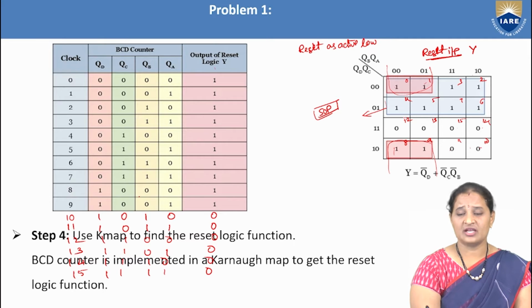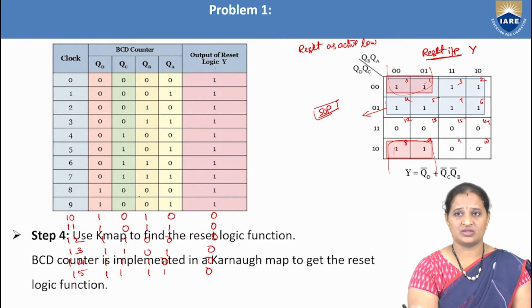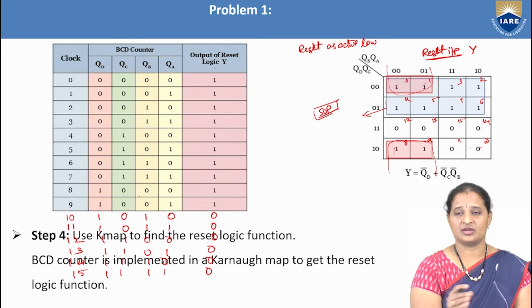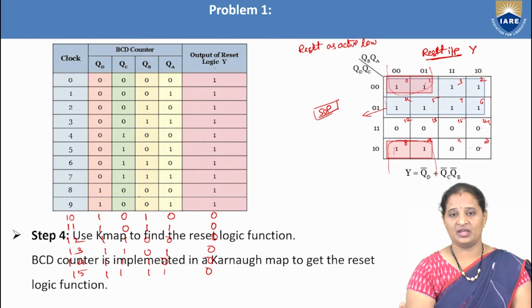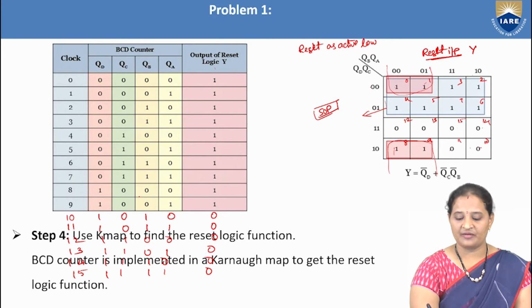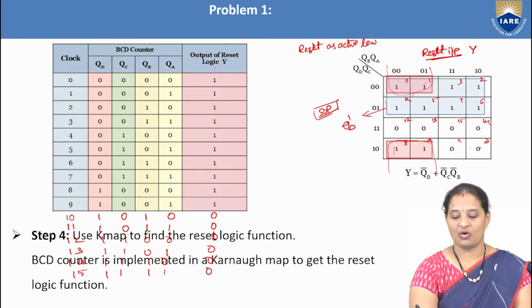For all the cells, we need to consider which variable is common. Only that variable we have to consider, and the variable which is varying, we have to eliminate. If you consider QD, which is common to all the 8 cells and equals 0, I am taking it as QD complement. Whereas QC is varying here: for this row it is 0 and for this row it is 1, and QB and QA values are also varying for all these 8 cells. So eliminate QC, QB and QA. Only this octet will give you QD complement.